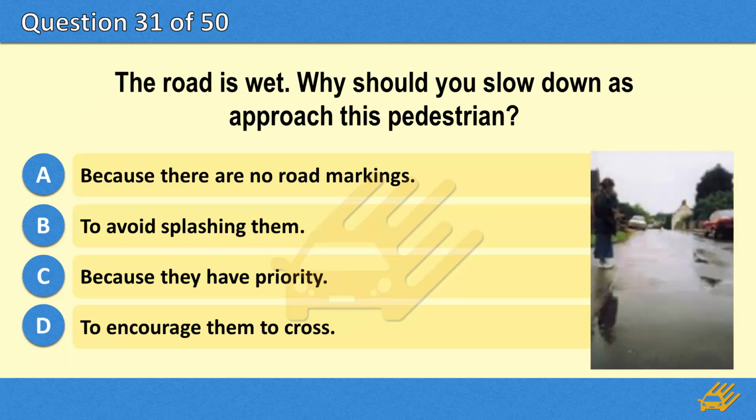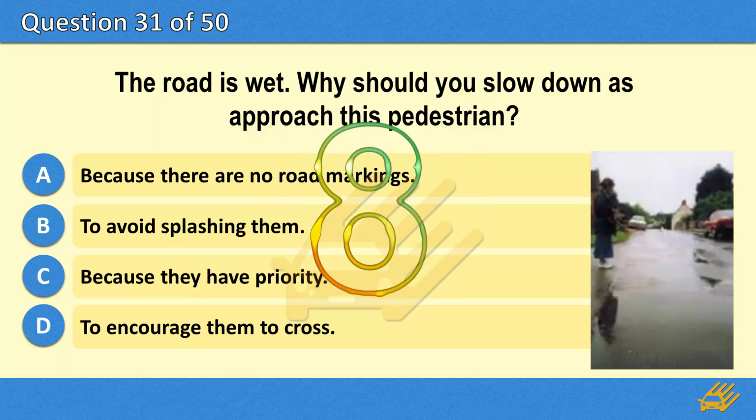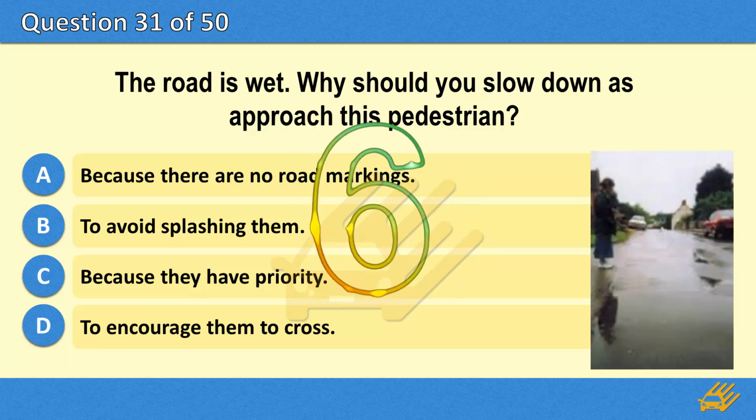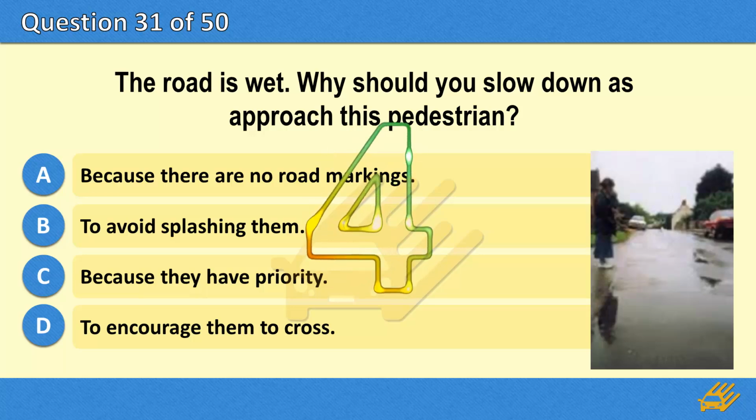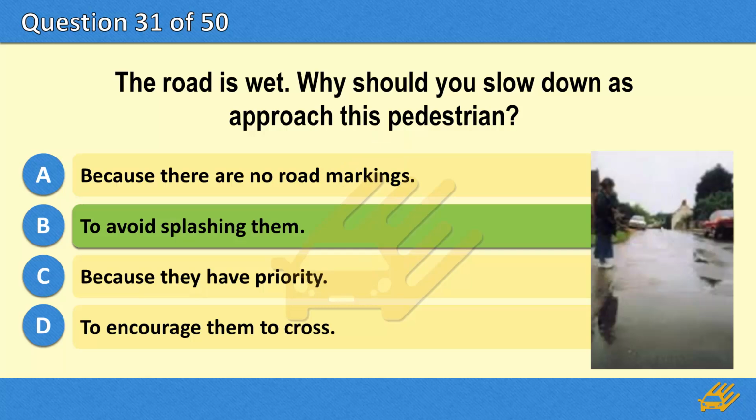The road is wet. Why should you slow down as you approach this pedestrian? A. Because there are no road markings. B. To avoid splashing them. C. Because they have priority. D. To encourage them to cross. The correct answer is B. To avoid splashing them.